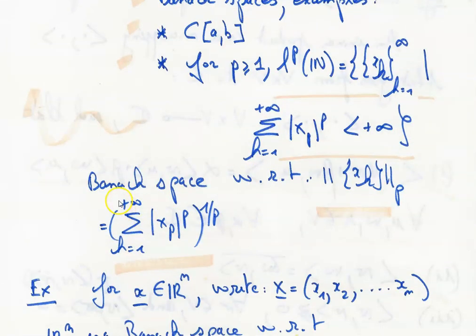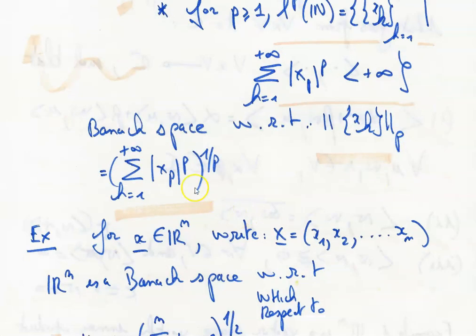So we've seen also that this is a Banach space with respect to this norm. We define this norm, the p-norm, of the sequence x as the sum for k from 1 to infinity of the modulus of x_k to the power p, all to the power 1 divided by p.